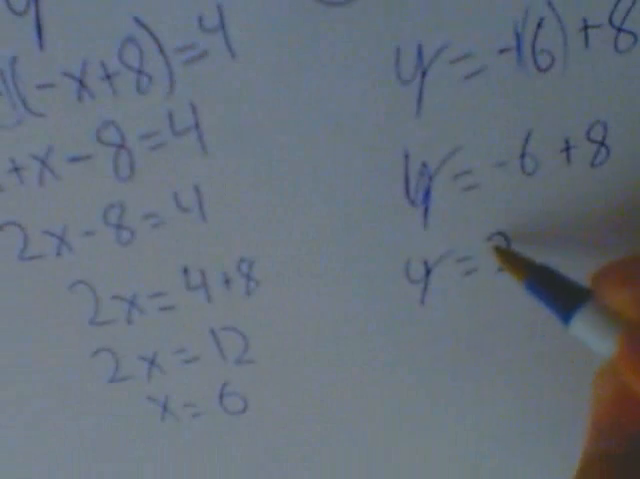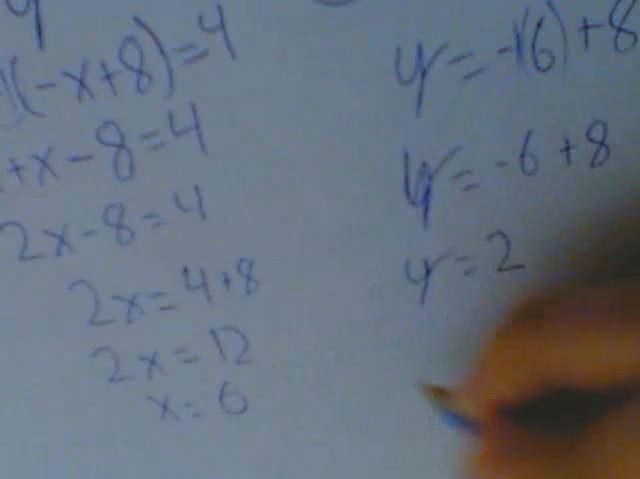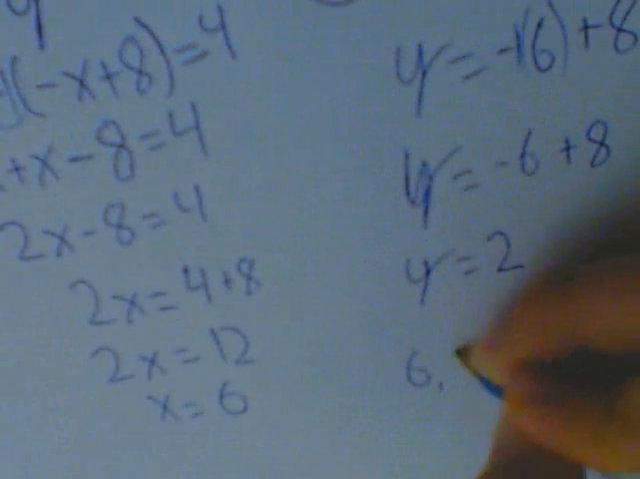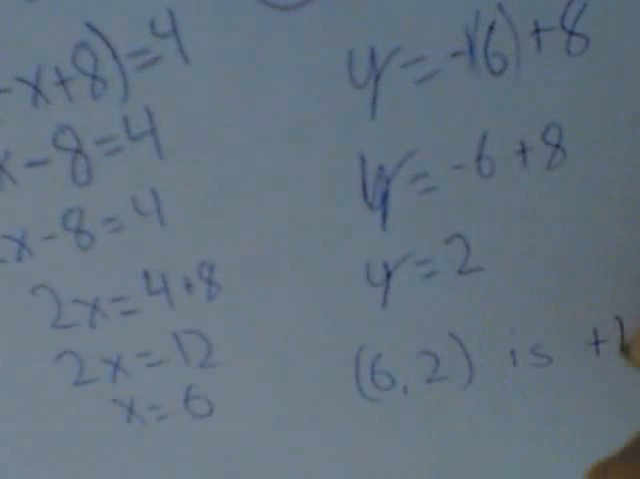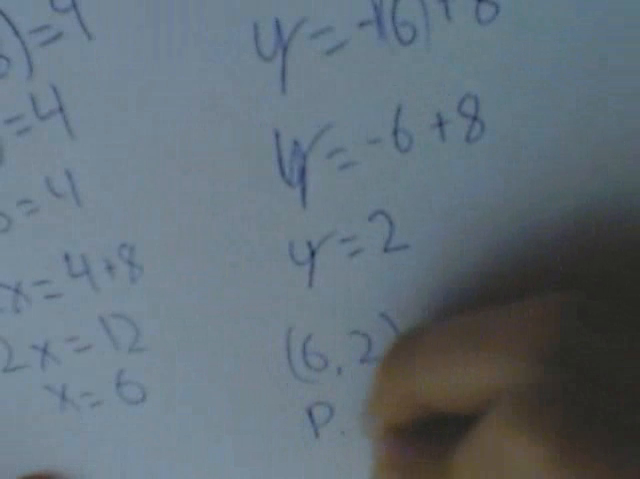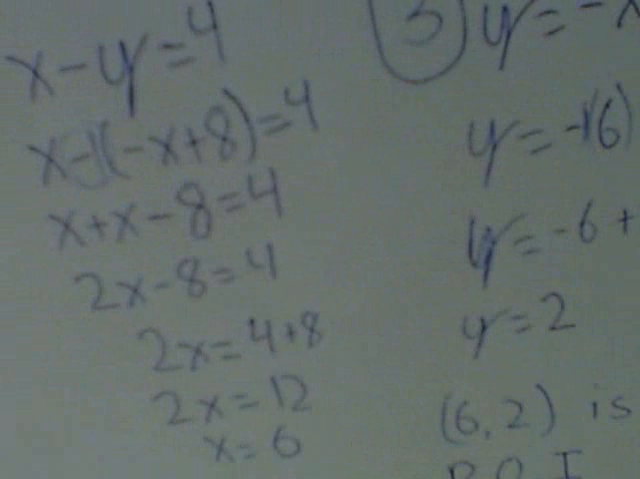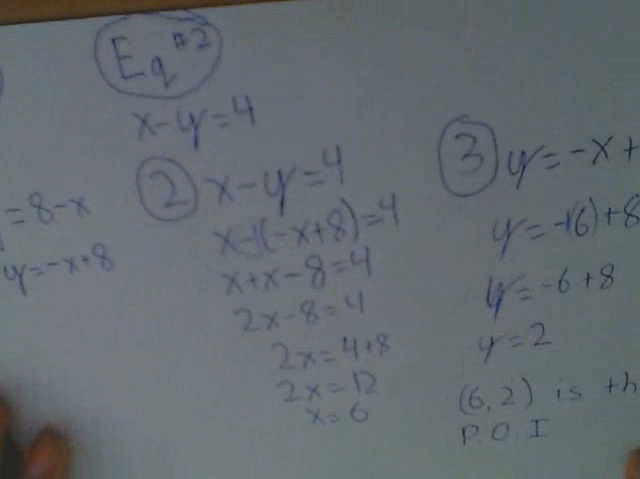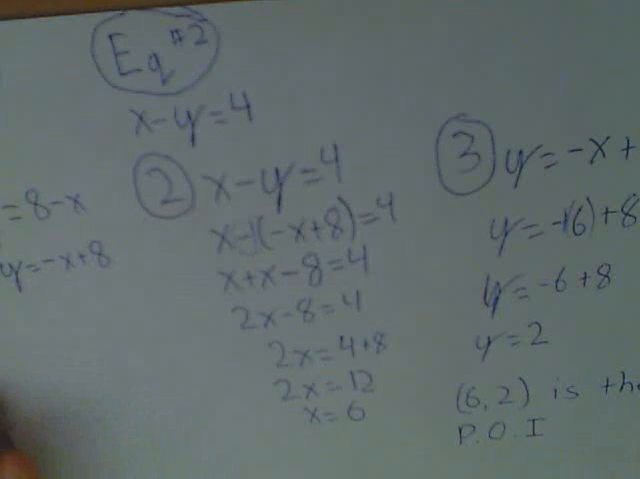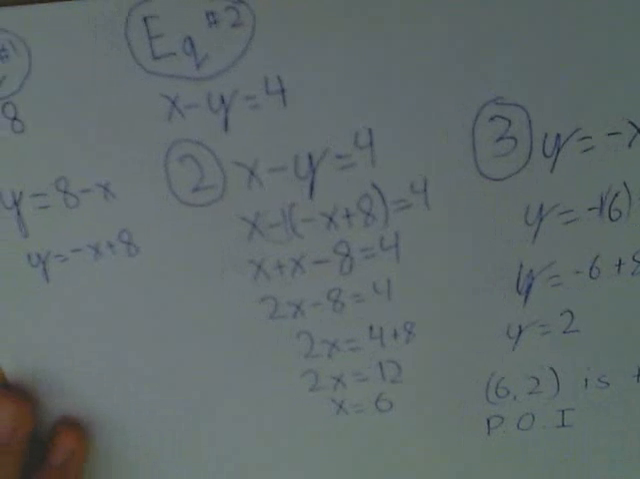So final step would be the therefore. We know our y coordinate, we know this is the x coordinate, so 6, 2 is the point of intersect basically. And that is how you solve for the P.O.I, or the point of intersect for a line, using the substitution method.